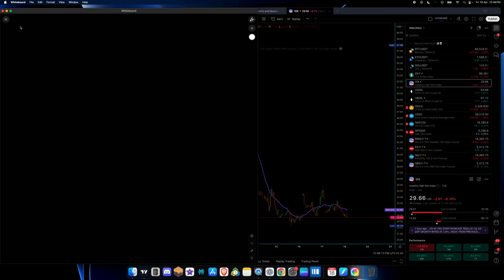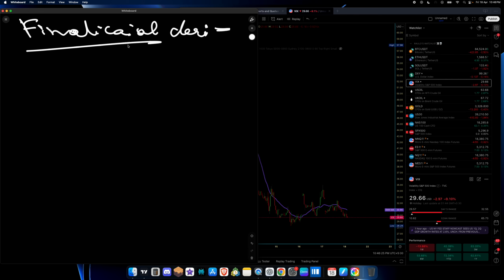So first we will be starting with financial derivatives. So what are financial derivatives? Basically, if you are trading something, it means you are buying and selling something, let it be stocks or options or futures. These are the different kinds of financial derivatives.